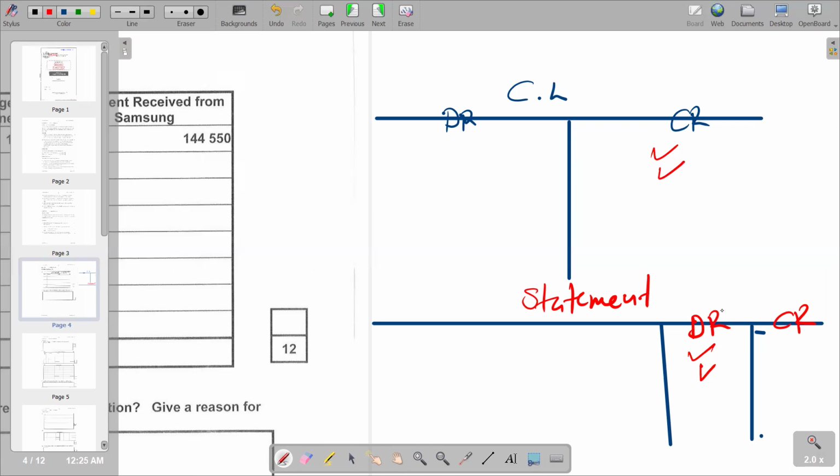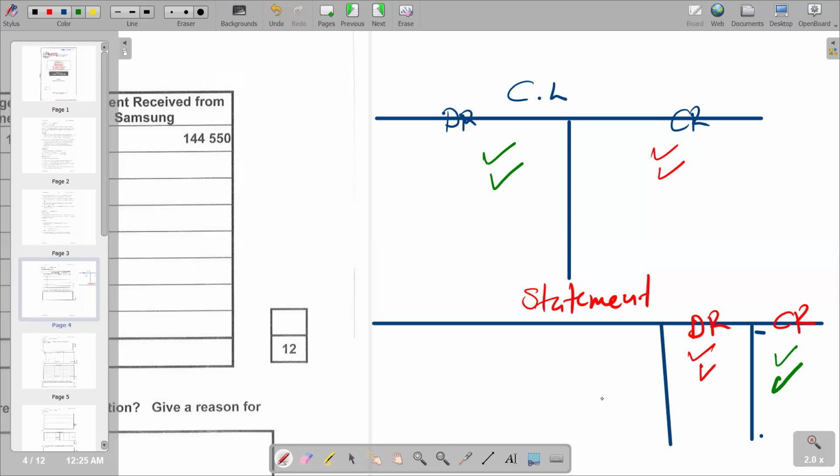What we see on the credit side of the creditors ledger should also appear on the debit side of the statement. The same applies to what we see on the debit side of the creditors ledger: we see it on the credit side of the statement. So take note of that as we correct those errors.